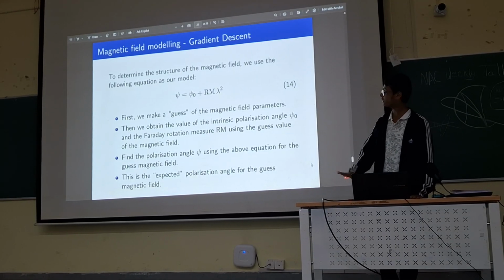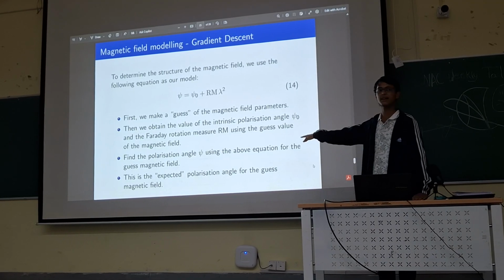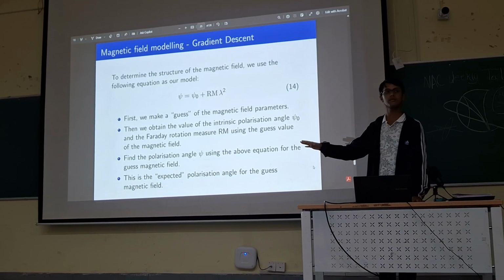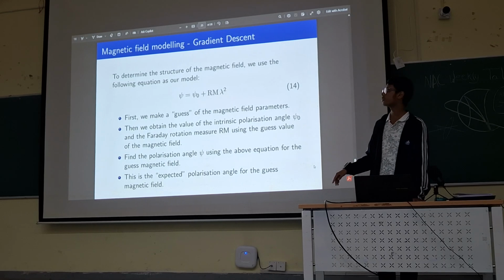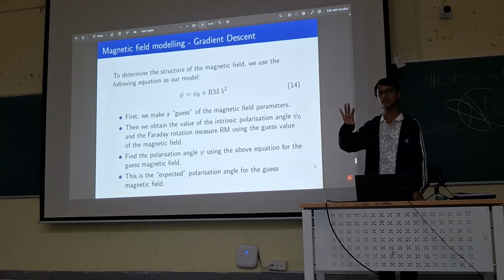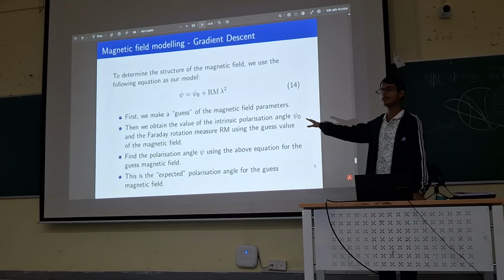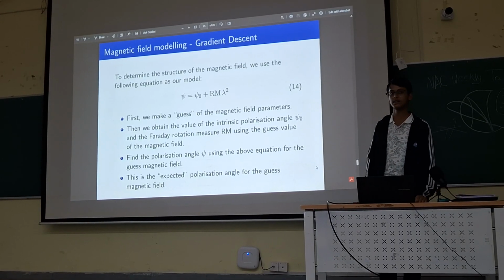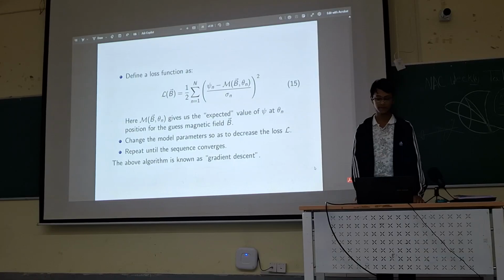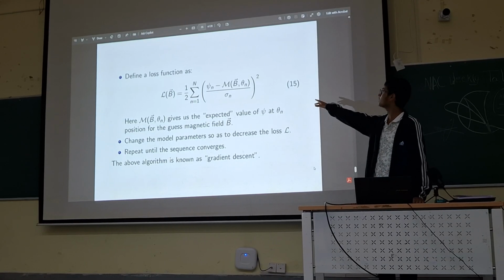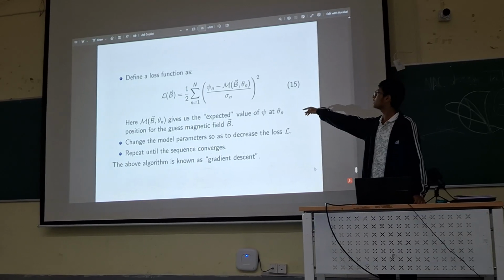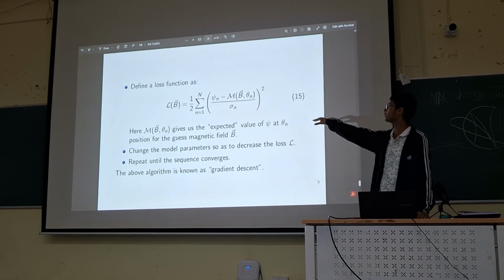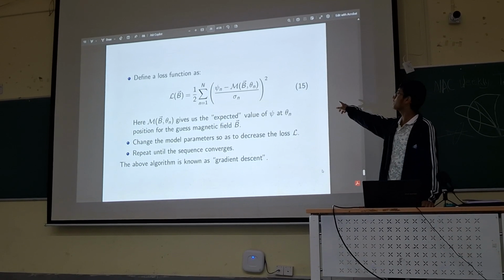The thing is that whatever expected polarization angle we get may not be the actual observed polarization angle that we find from our Stokes Q and U maps. So our goal is to get the parameters of the magnetic field such that our expected polarization angle matches the observed polarization angle. To do that, we define a loss function in this particular way. The loss function depends on the magnetic field, the guess value that we think is correct.